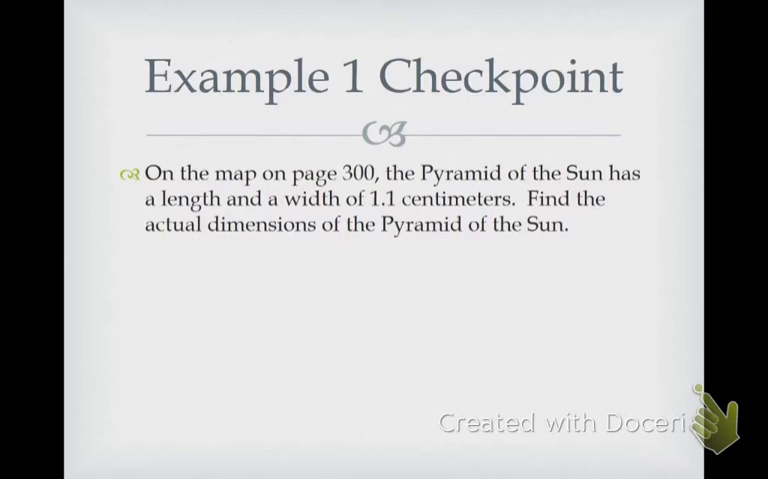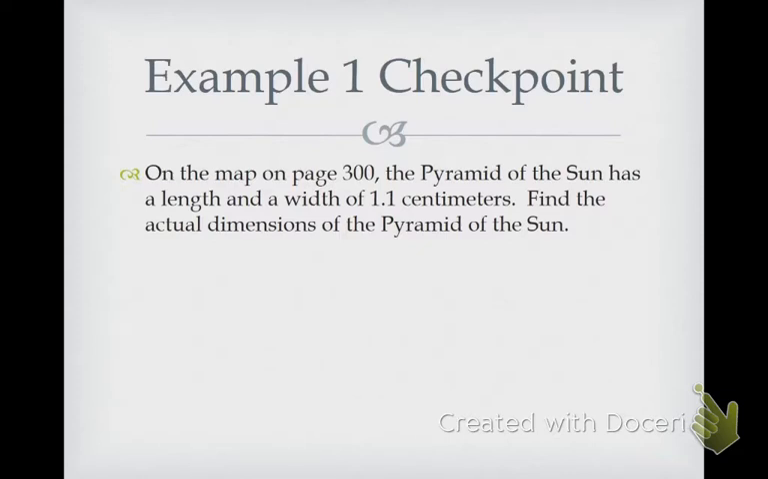So that's why you only have to do one proportion. Whatever the answer is when you plug in 1.1 centimeters, that's what the width is too. Does that make sense? Whatever the length is, the width is going to be the same thing. So we don't have to do separate proportions. All right, so go ahead and plug in the numbers. Use your scale from the map. Plug in your numbers and figure out the length and width of the Pyramid of the Sun.